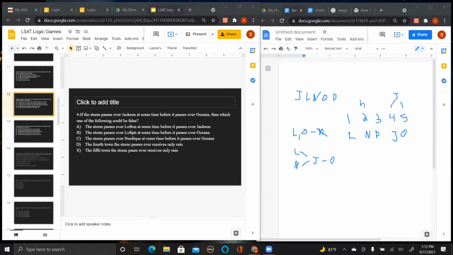Which one could be false? Again, everything else should be true. Storm passes over Lofton before Jackson. True. Storm passes over Lofton before Oceania. True. Storm passes over Nordique at some time before Oceania. True. The fourth town storm passes over receives only rain. That could be false. And then the fifth town storm passes over receives only rain. Yes, because Oceania always receives only rain. So that has to be true. So the only one of these that can be false is D. Everything else is true.